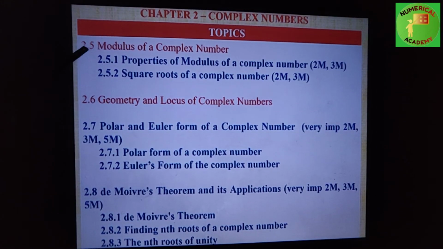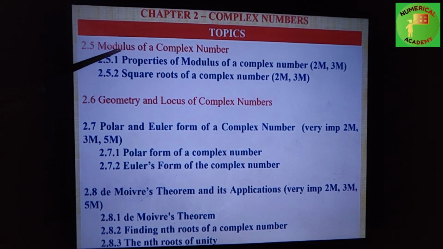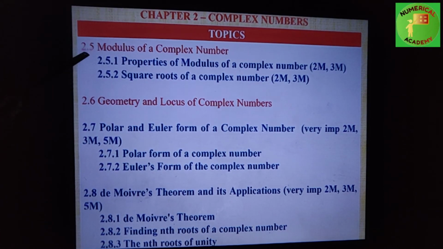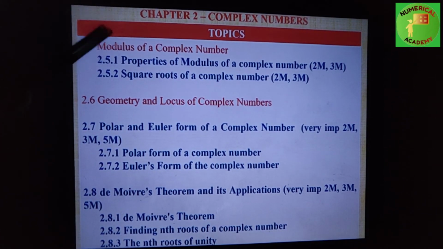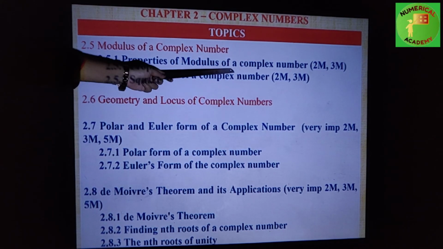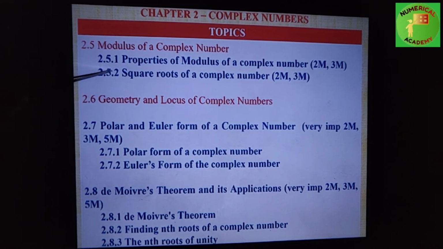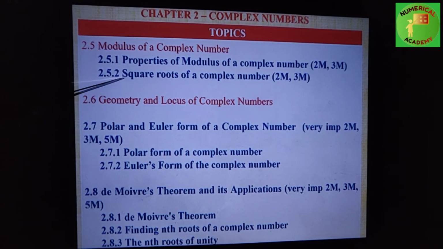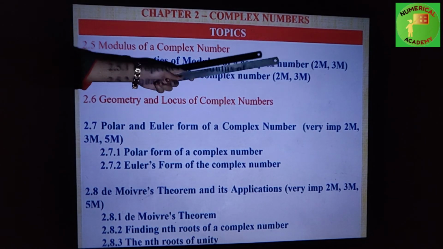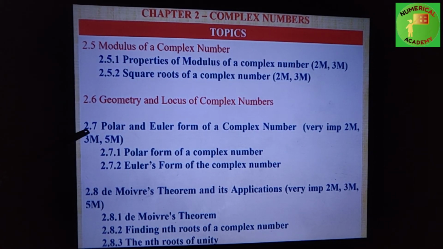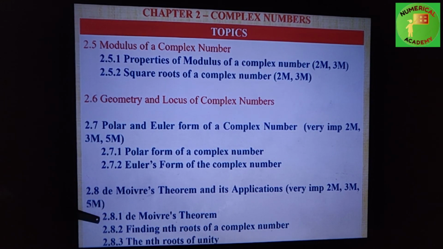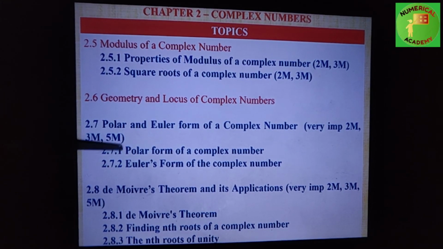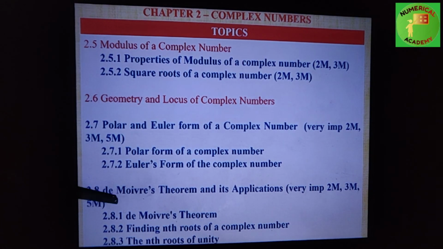Then again 2.5, modulus of a complex number. Under that we have 2 subtopics, and both are very important. Properties of modulus of a complex number: you may get some proof sums, so concentrate for 2 marks and 3 marks. And square roots of a complex number is also very important for 2 marks and 3 marks. Then 2.7 and 2.8 are very important in this chapter. You should not leave these 2 topics, because they come as 2 marks, 3 marks as well as 5 marks.